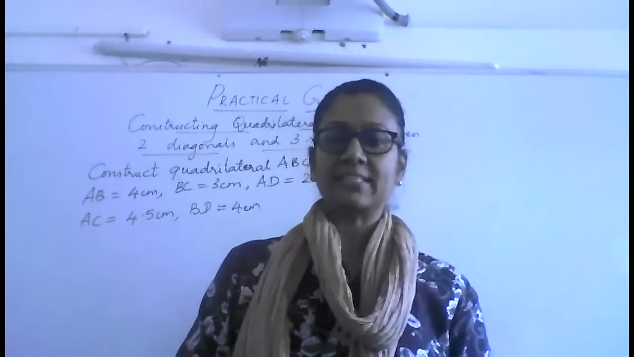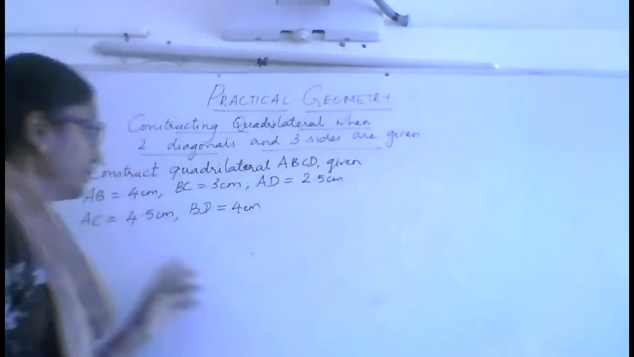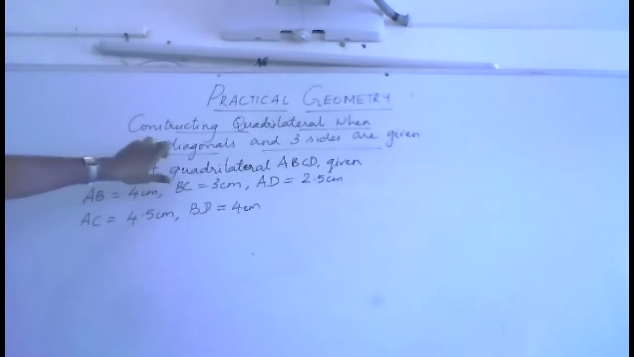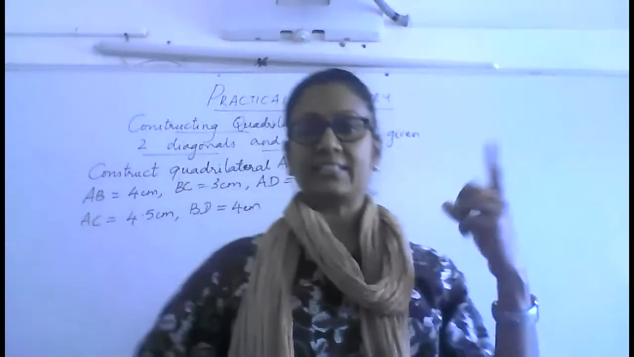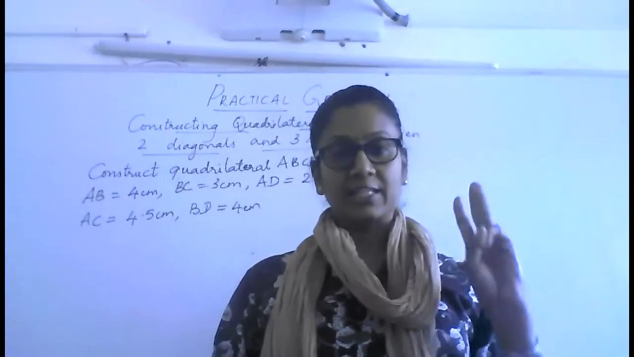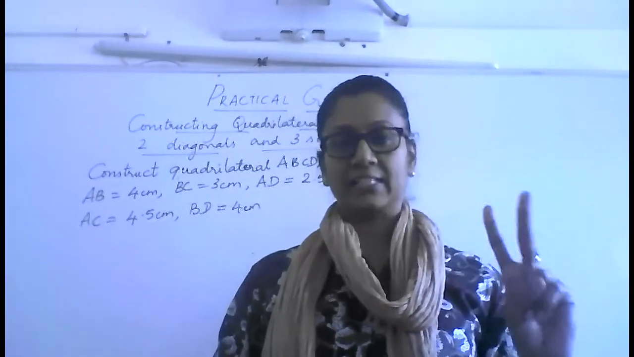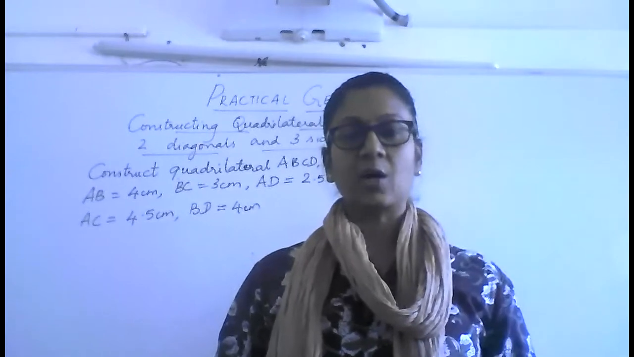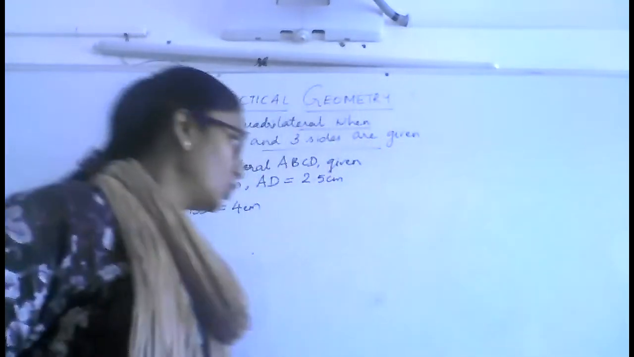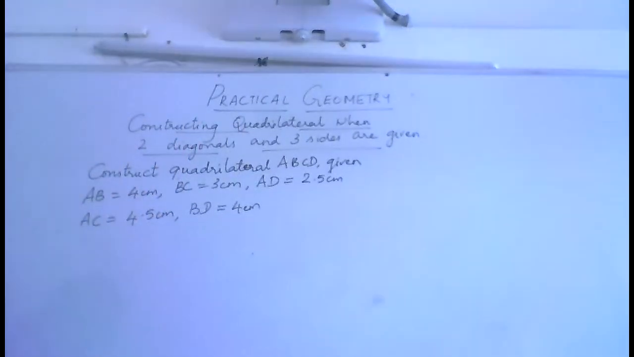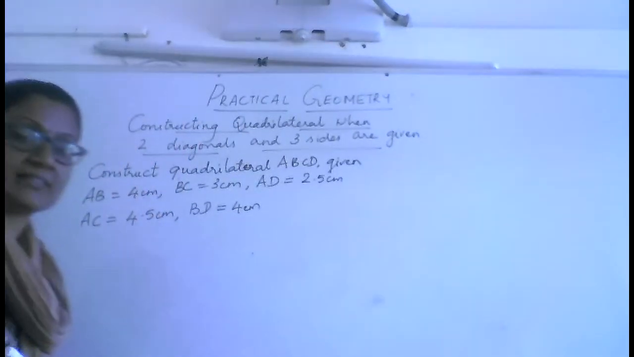So today we will take up the second variety, where we are going to construct a quadrilateral when two of its diagonals and three of its sides are given. Previously it was four sides and one diagonal. Now you have only three sides given but two diagonals given to you. So in such a case, how will you be able to construct the quadrilateral is what you are going to see. So we will take this quadrilateral ABCD whose measurements are given to you.